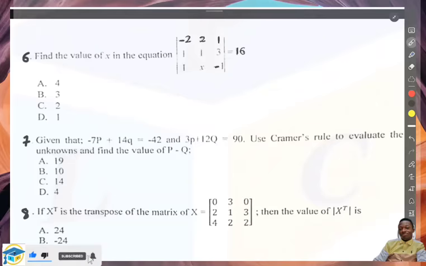So per the arrows approach, this is what you're going to do. You must first of all have the original matrix. So you have what? -2, you have 2, you have 1 here, we have 1, 1, 3, and we also have 1, x, -1. So in using the arrows approach, all that you want to do is to repeat what? The first 2 columns of the original matrix given in the question. So you're going to repeat this and repeat this as part of the original what? Matrix given in the question. And I believe that is clear.